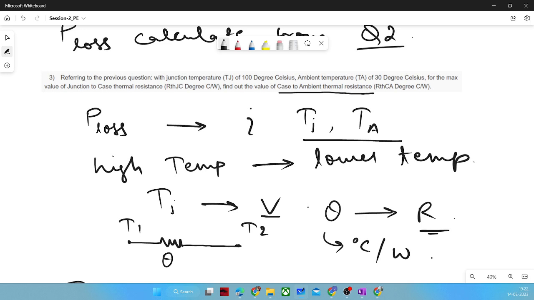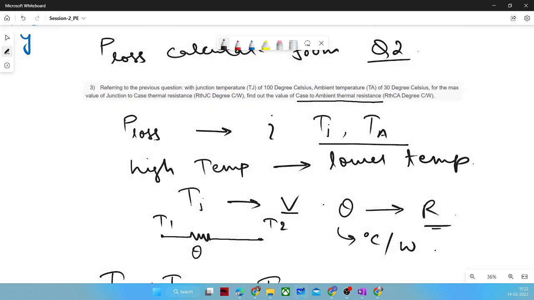So, any doubt in this? Okay, so I hope it is clear.